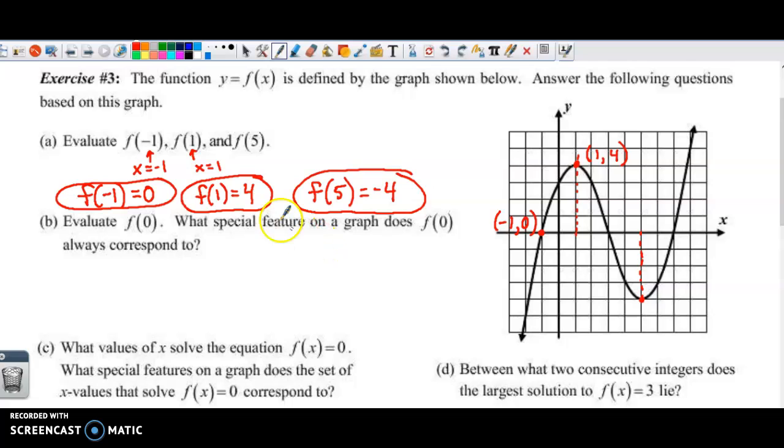And try it on your own. So evaluate f of 0. Well, let's just do that first. And we're going to do that the same way as we did letter A. It's when x equals 0. And that hit right up here.